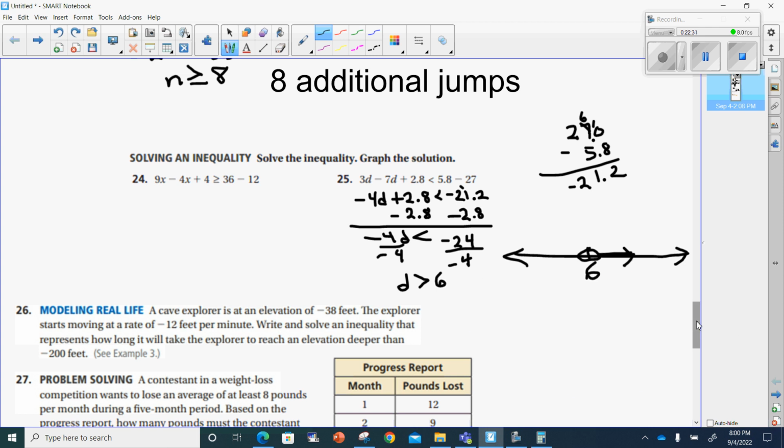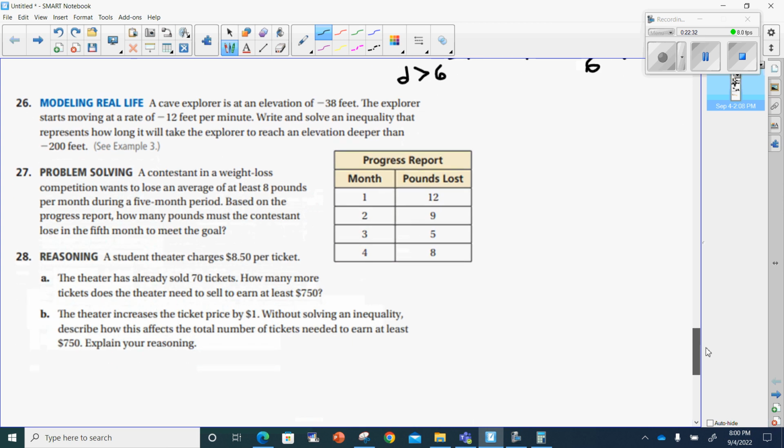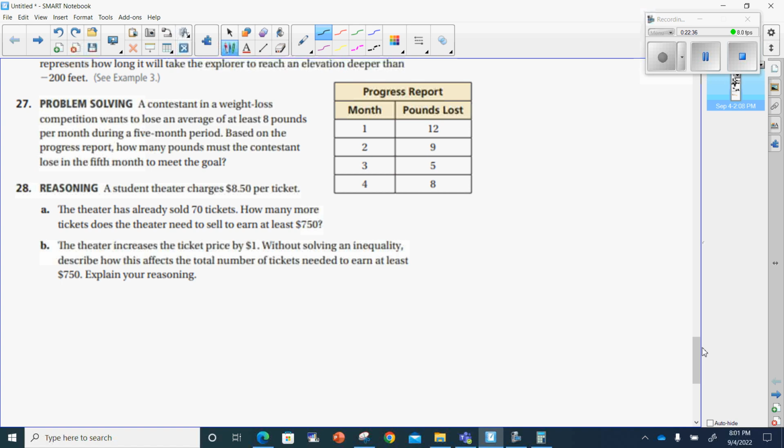All right, let's go to number 27. A contestant in a weight loss competition must lose an average of at least 8 pounds per month during a 5-month period. Based on the progress report, how many pounds must the contestant lose in the 5th month to meet the goal? All right, remember, at least 8 pounds per month over 5 periods. 1, 2, 3, 4 periods are here. So they're looking over here as to what's going to be in the 5th period. Remember, the average was 8, right? 8 pounds they wanted to lose.